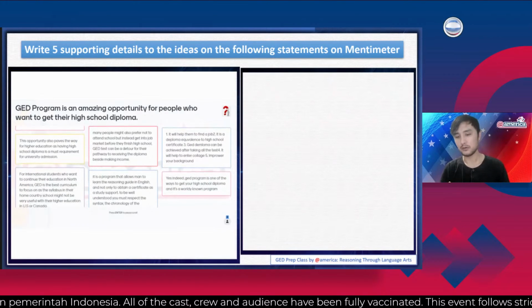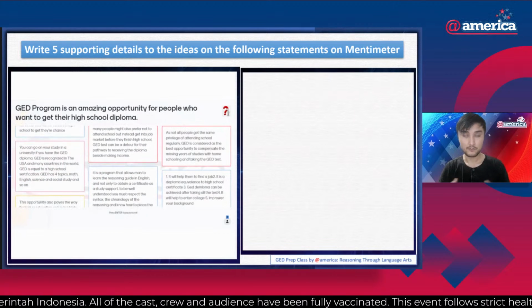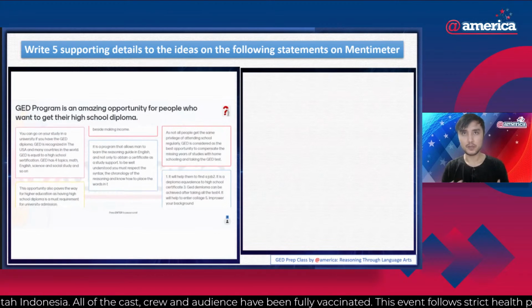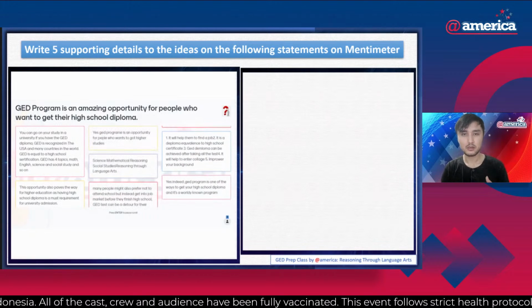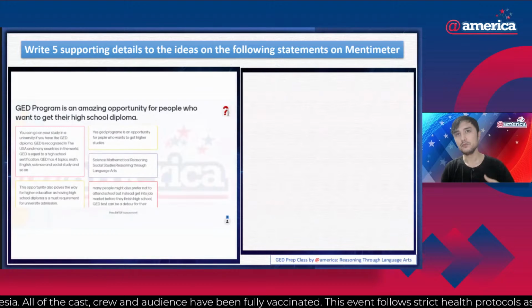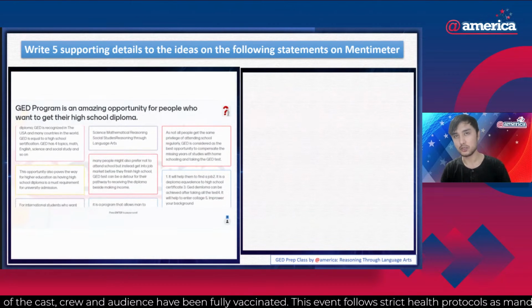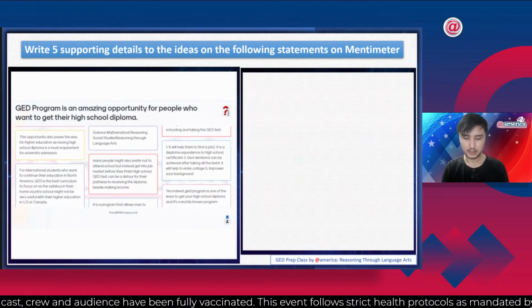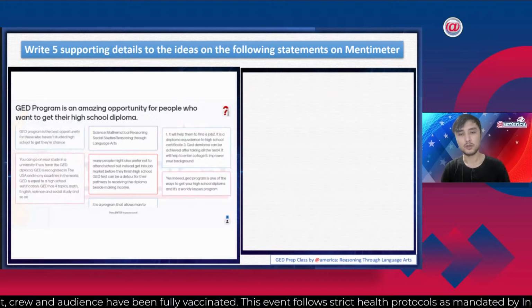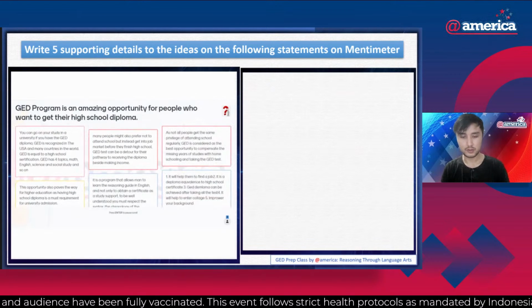As we talked about, when we want to write supporting details for any idea, we have to make sure that the supporting detail actually supports it. I mean, we say that GED is an amazing opportunity because people can do this with GED. GED provides these opportunities. That's why it's an amazing opportunity.